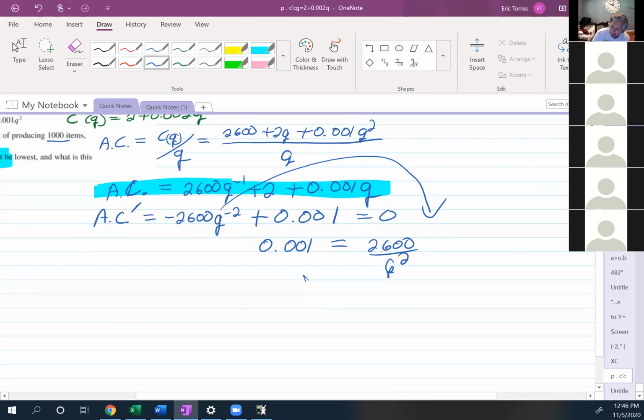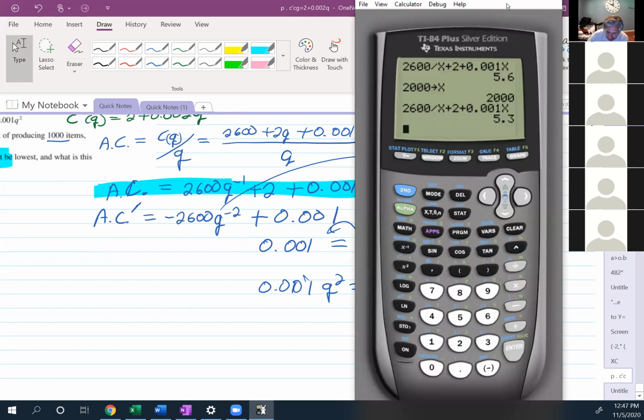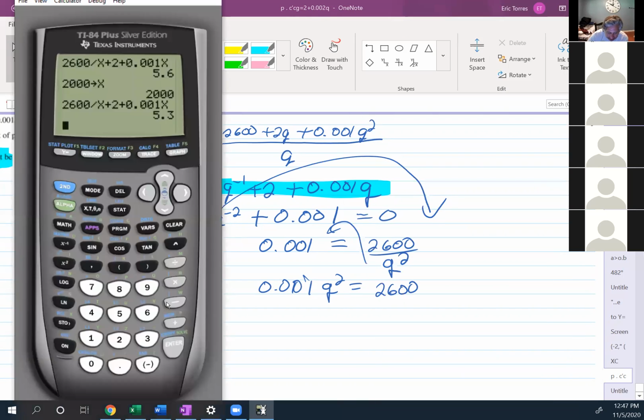That's kind of an ugly looking q squared, so I'm going to move my q squared over by multiplication. I'm going to divide both sides by 0.01. 600 divided by 0.001, and I'm going to get a very large number, and then I'm going to take the square root of that number, second function square root.